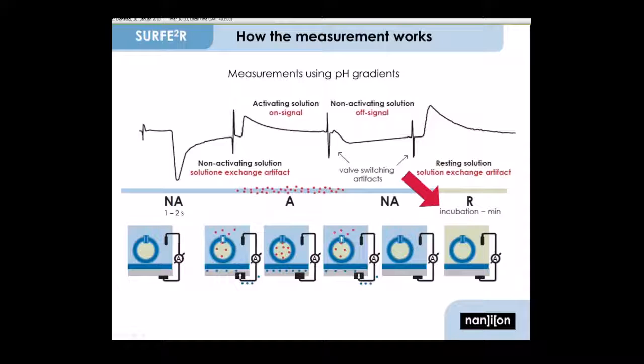Incubation of several minutes at the yellow pH yields intraliposomal pH equilibration. Before activating the transporter using the activating solution, the liposomes are facing the blue pH only for 1 to 2 seconds. Therefore, the measurement takes place under pH gradient conditions.